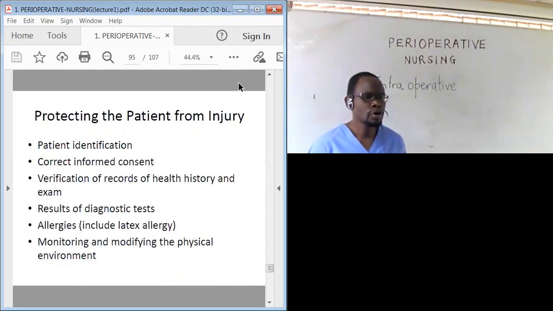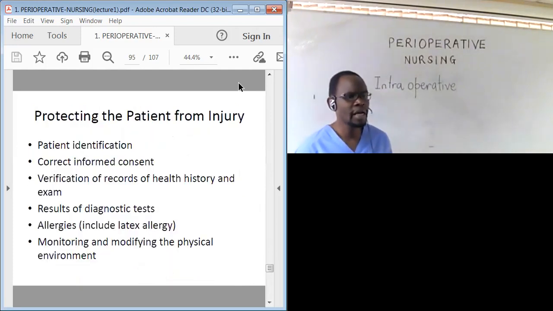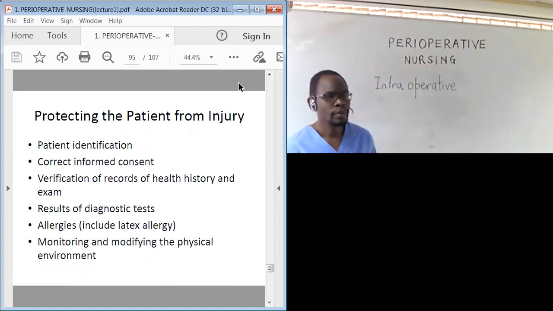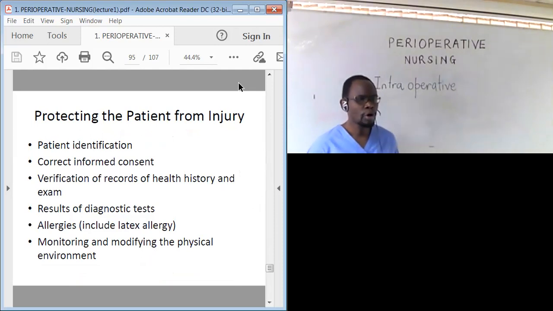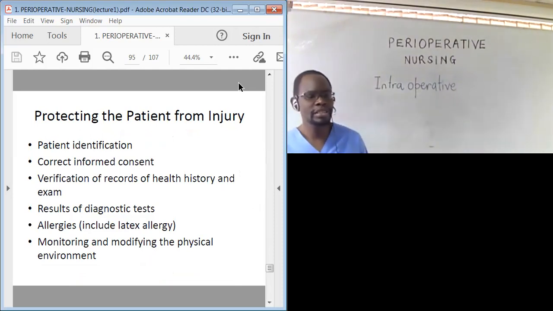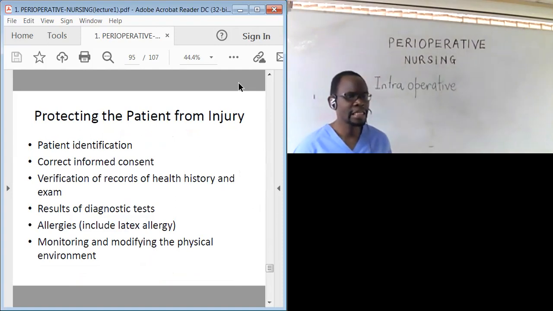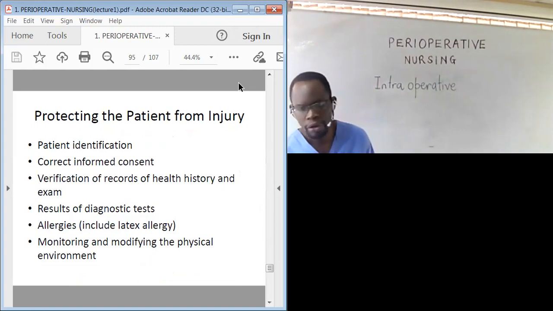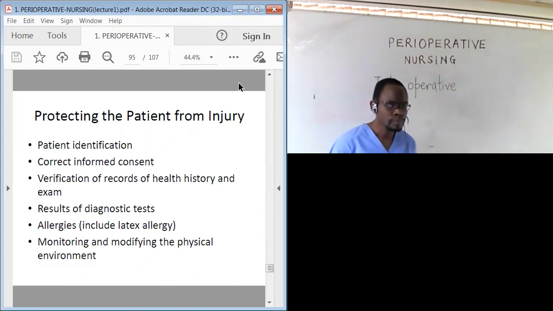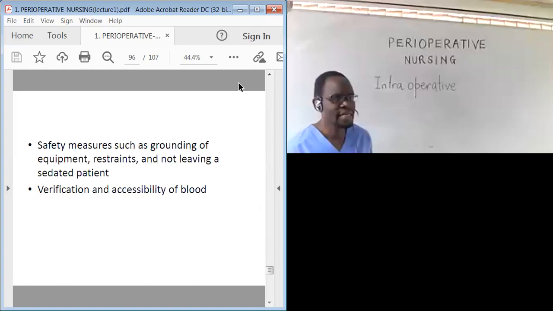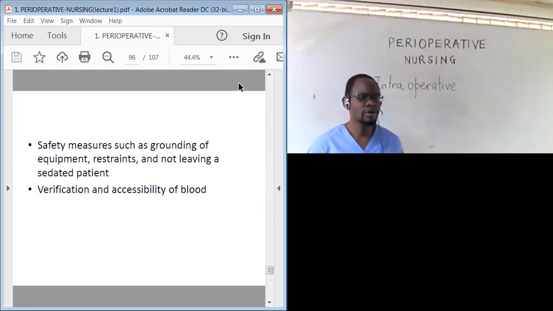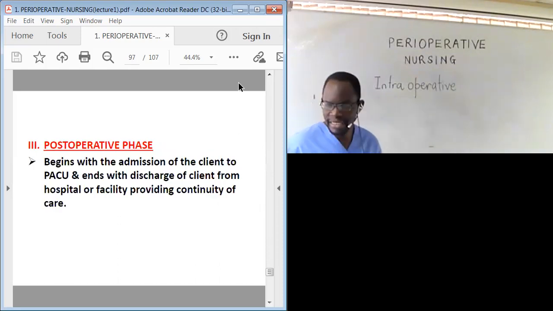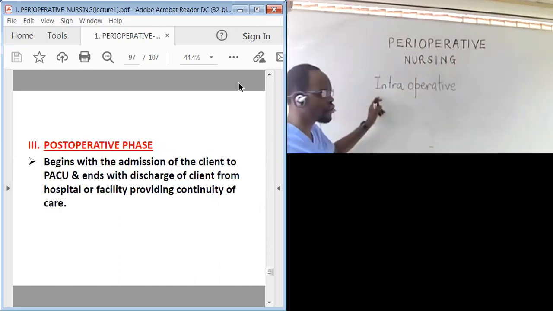So protecting the patient from injury is very important: patient identification, informed consent, record results from diagnostic tests, take a history of allergies, and then monitoring and modifying any physical environment. Safety measures, and then verification of accessibility of lab. Now, basically, that marks the end of our intraoperative phase.